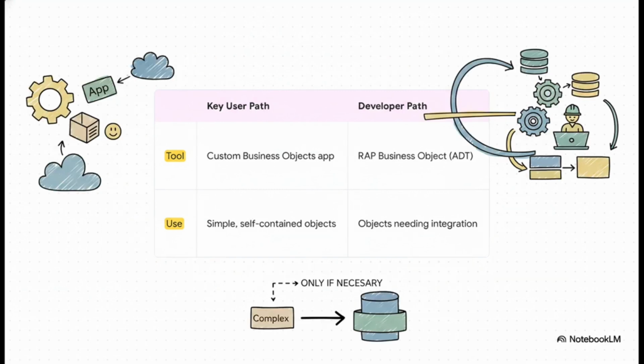So what about something bigger, like creating a whole new business object from scratch? Well, guess what? The exact same logic applies. The key user can use the Custom Business Objects app for pretty simple, self-contained things. But if that object needs complex logic, or it has to connect with a bunch of other systems, well, that's a job for a developer. They'll use their powerful tools to build a proper enterprise-grade solution. The rule is always start simple and only get complex when you absolutely have to.